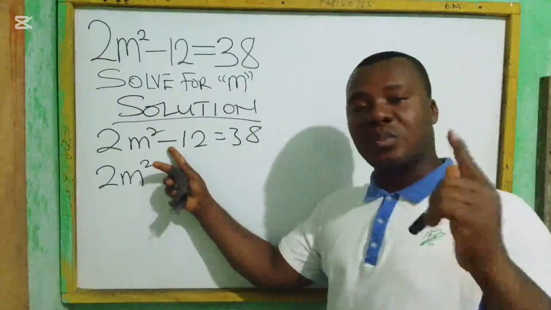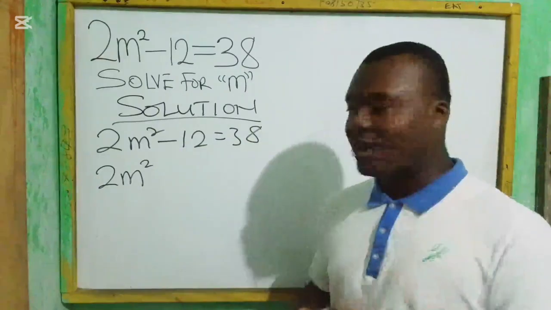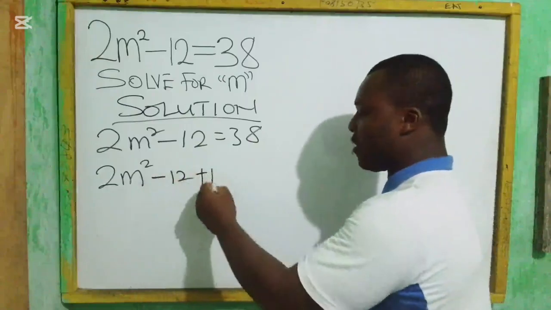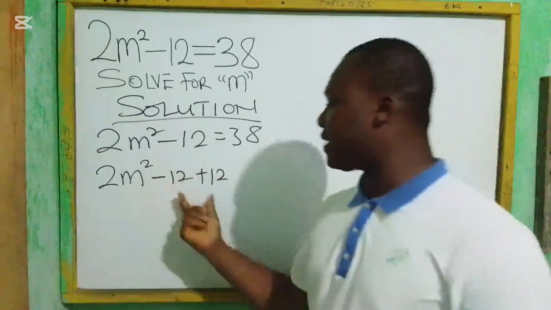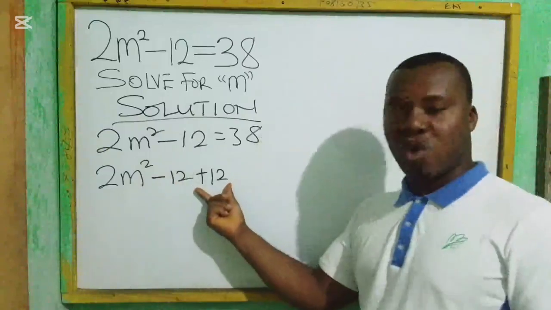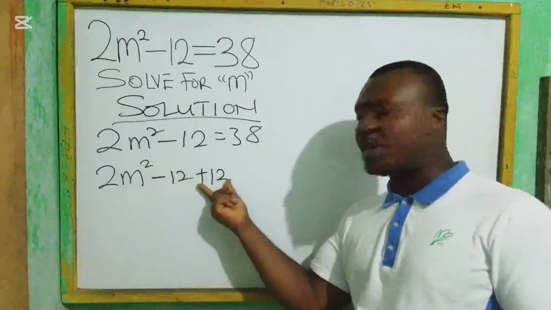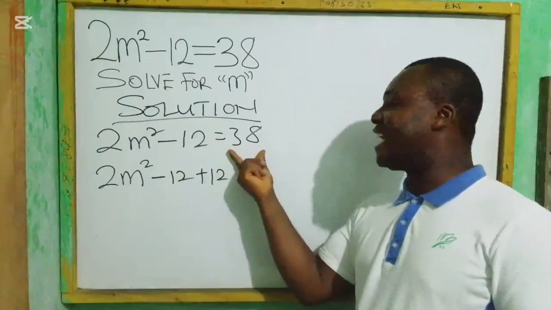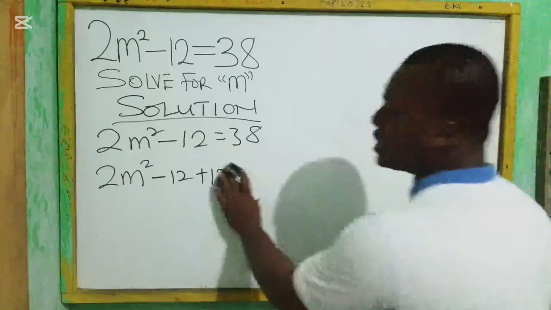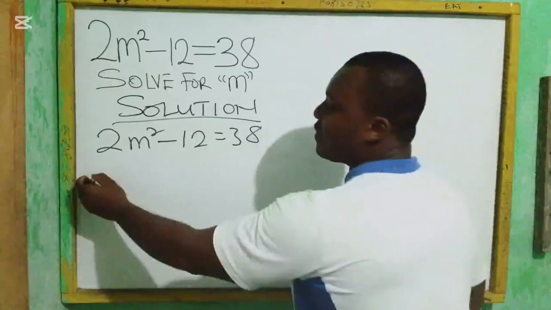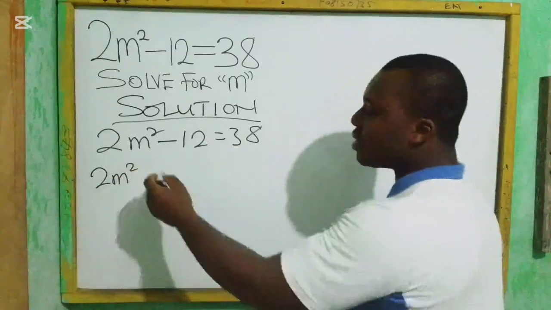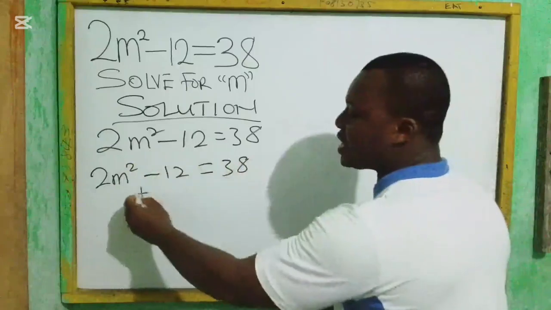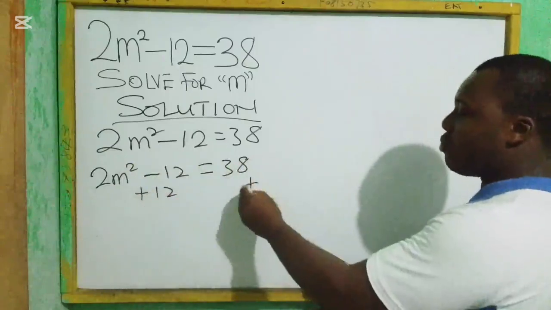So now here 2m squared. We are going to use plus 12 to cancel this negative 12. So we are going to have negative 12 plus 12. And remember, whatever you do here, the difference is plus 12, addition. You do the same to this 38. So let me rewrite it. We are going to have 2m squared minus 12 equal to 38. So we are having positive 12 here, and here we are also having positive 12.